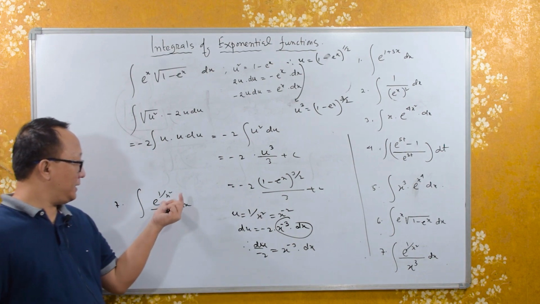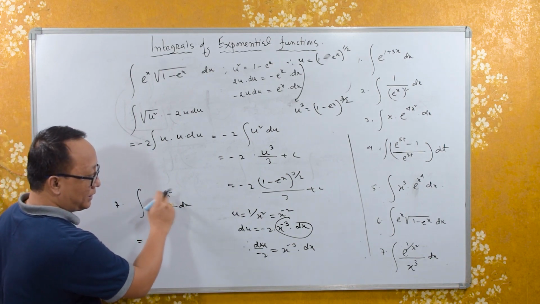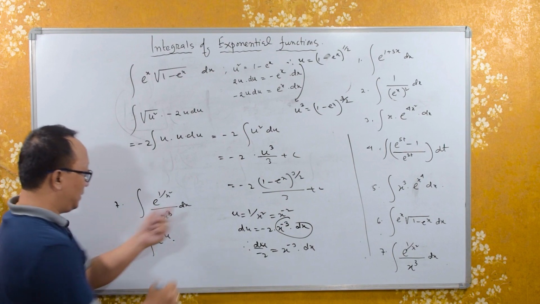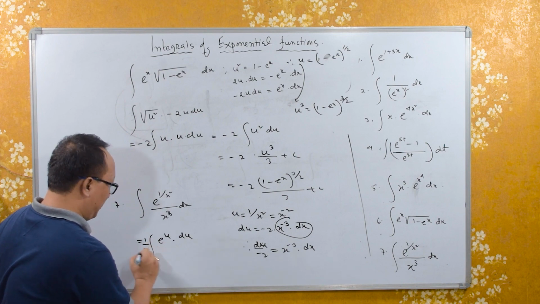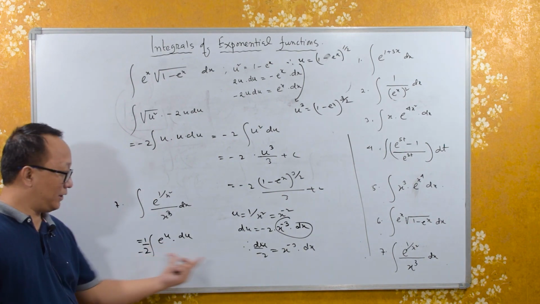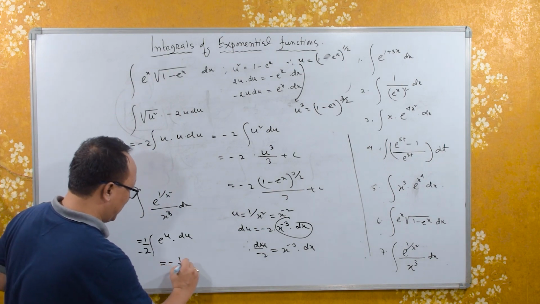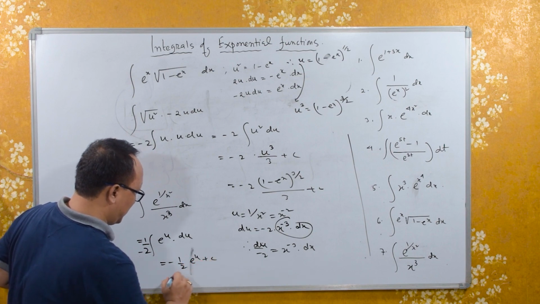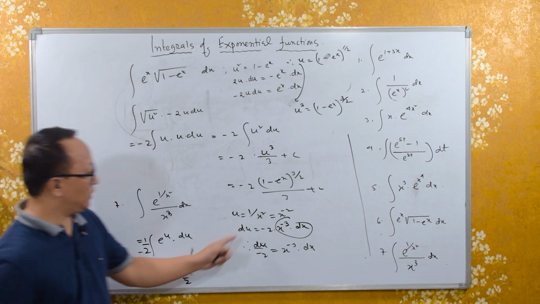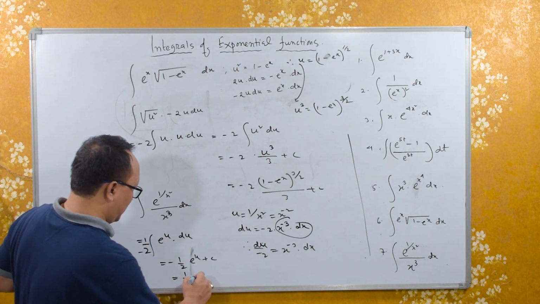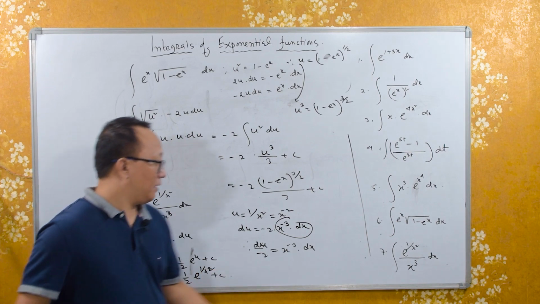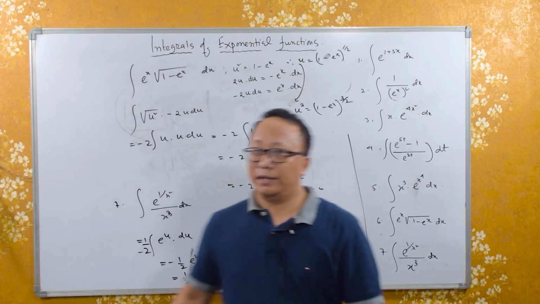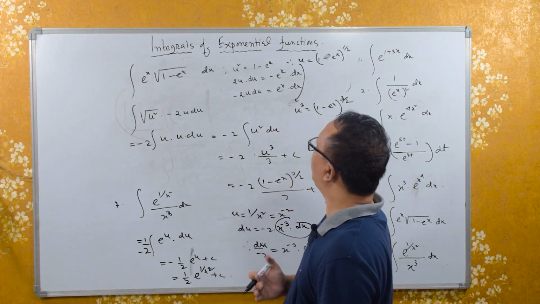Now this term will be what? e raised to 1 upon x square is e raised to u, and x raised to minus 3 dx is du upon minus 2. I am taking 1 by minus 2 outside. Therefore minus 1 by 2 times the integral of e raised to u is e raised to u plus c. And u is e raised to 1 upon x square plus c. This is the answer for this. These are a few examples for the integral of exponential functions.